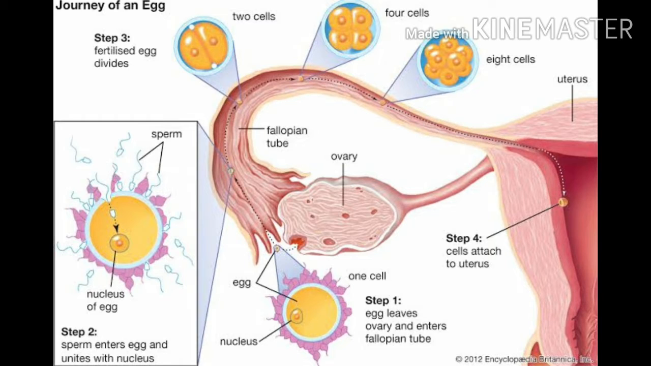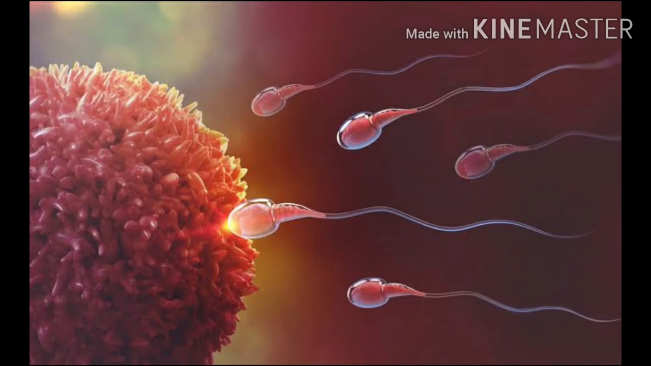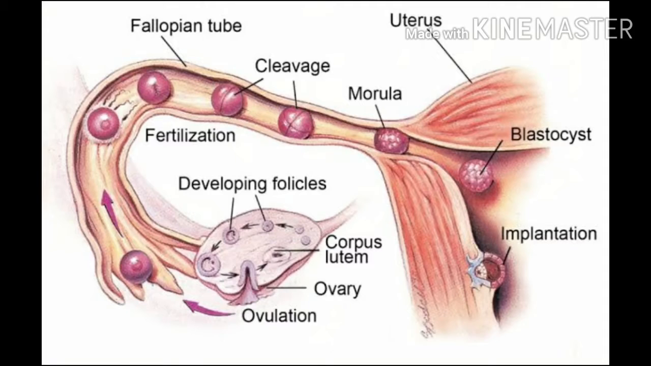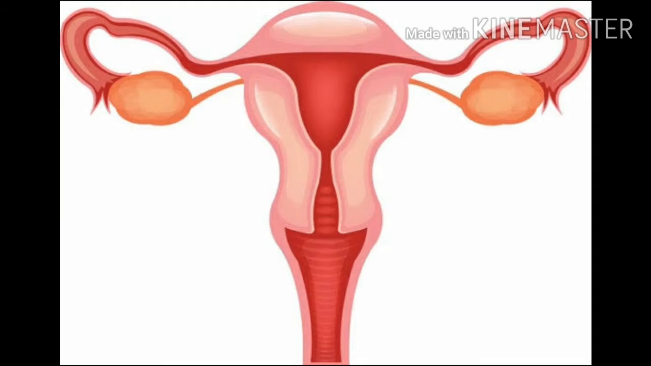When an egg leaves the ovary, enters the fallopian tube and travels through it, then fertilization occurs. And now the new life begins. Usually a single sperm fertilizes a single ovum. Thus a zygote is formed. The zygote undergoes mitotic divisions while traveling down the fallopian tube. By the time it reaches the uterus, it has transformed into a solid ball of cells.